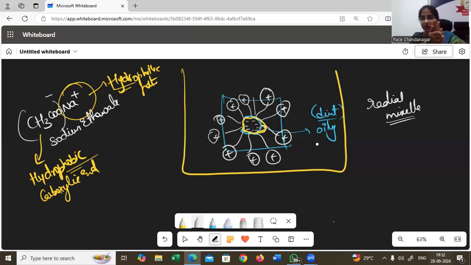As you wash your greasy hands with soap, the same thing happens. All that dirt particle, the oily particle, will come out with the carboxylic part. And then your Na plus remains in the water.